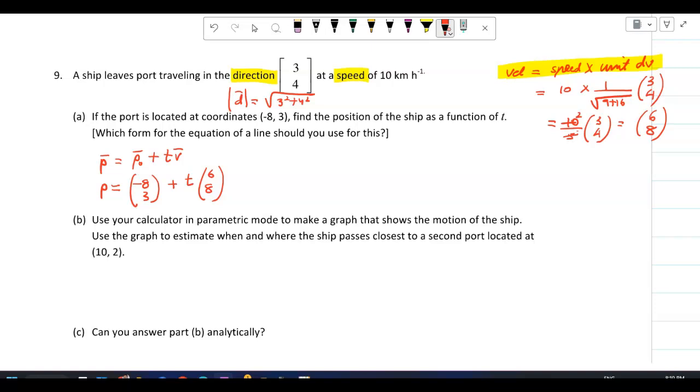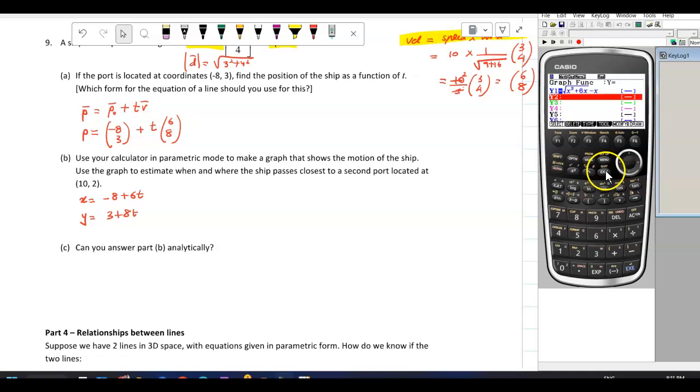Use your calculator in parametric mode to graph and show the motion of the ship. Okay. So now, parametric equation, x is equal to what? Minus 8 plus 6t, y is equal to 3 plus 8t. So you go to graphs, go to parametric type, delete all this which is not required. Type the parametric equation, minus 8 plus 6t, correct? And your y is equal to 3 plus 8t.